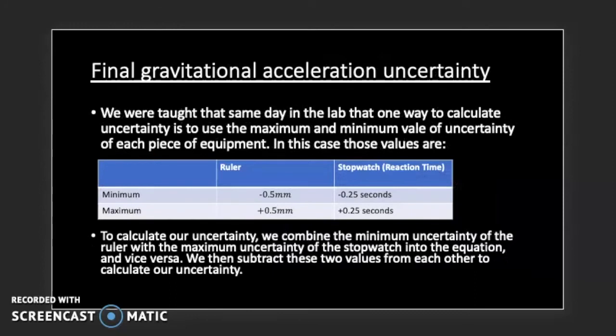So we were taught on that same day how to calculate our uncertainty values. We were told to simply take the minimum and maximum of each of our uncertainty values, which in this experiment we had 2, our ruler and our reaction time. So what we did was we took the minimum uncertainty of our ruler and combined it with the maximum of the stopwatch to create our absolute maximum uncertainty value, and then we did the same, taking the maximum of the ruler and the minimum of the stopwatch to get the lowest possible value.